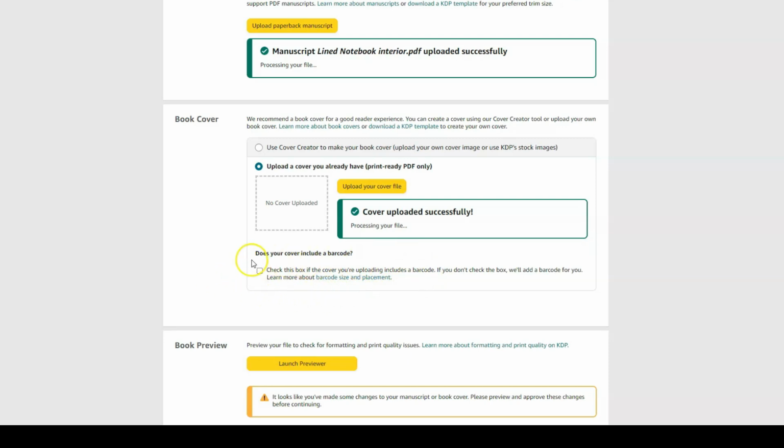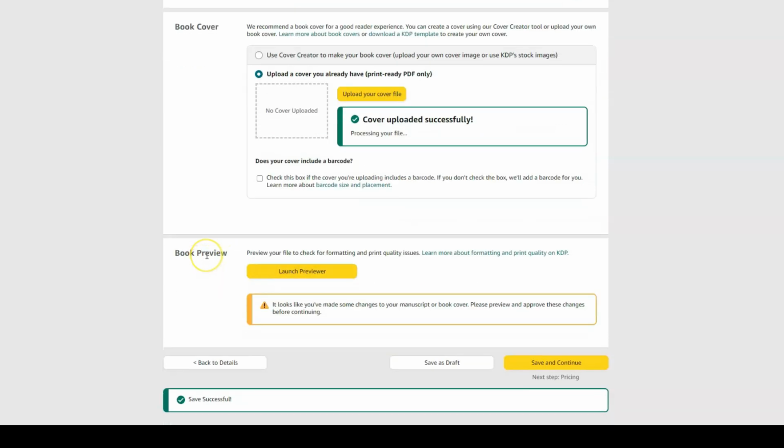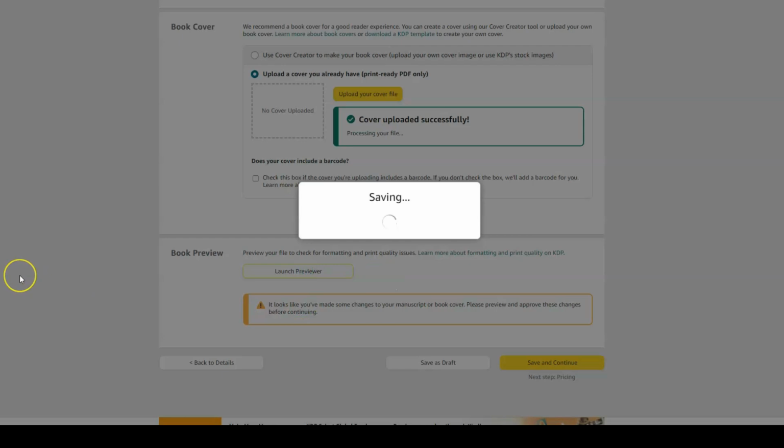We can just ignore this. And what we need to do next is launch the previewer, and that will tell us if there are any mistakes or any errors. So keeping my fingers crossed that there are no errors, I'm just going to click Launch Previewer.